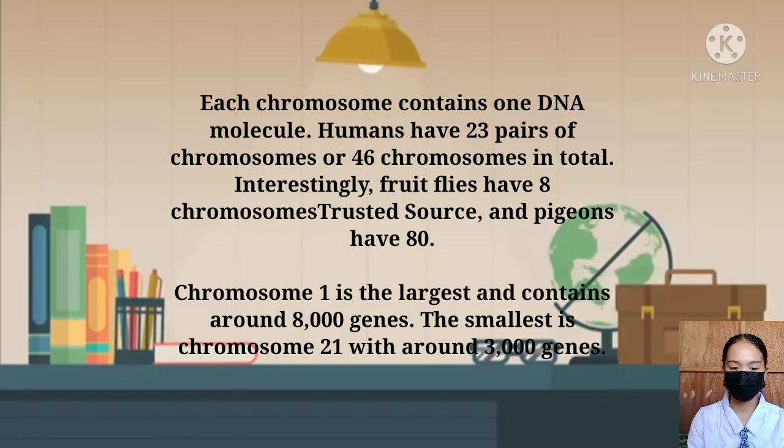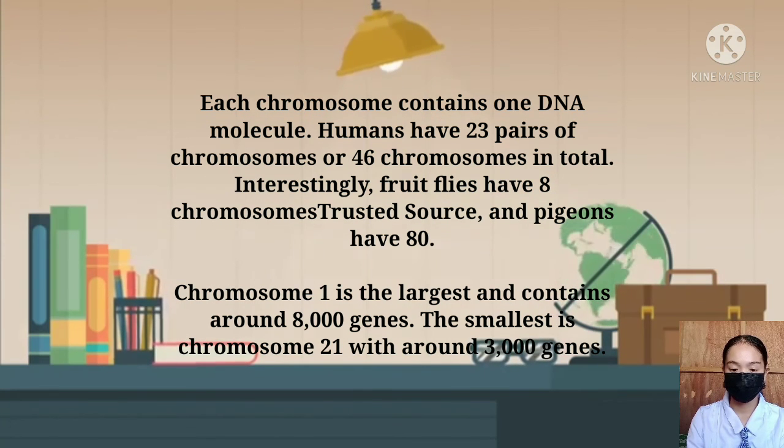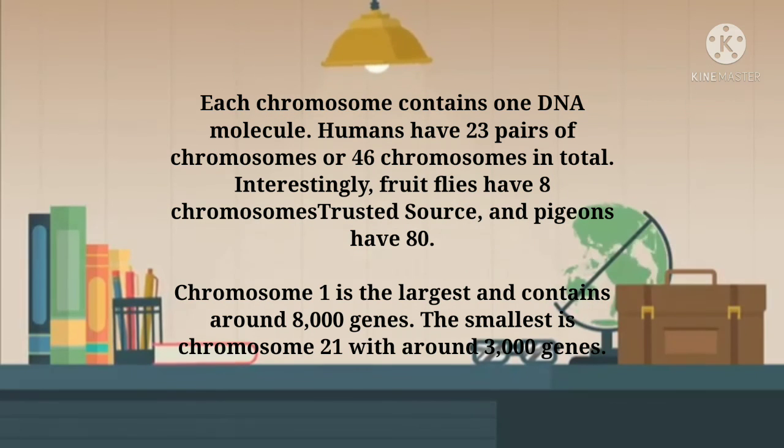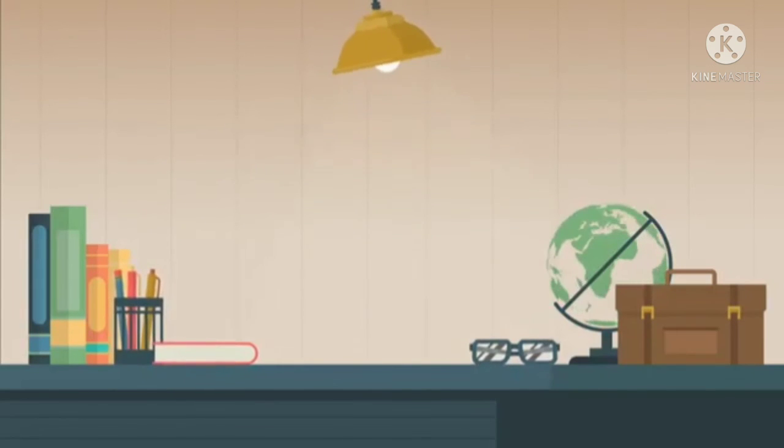Humans have 23 pairs of chromosomes, or 46 chromosomes in total. Interestingly, fruit flies have 8 chromosomes, and penguins have 80. Chromosome 1 is the largest and contains around 8,000 genes. The smallest is chromosome 21 with around 3,000 genes.